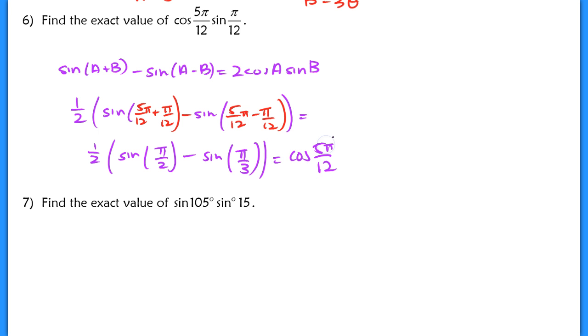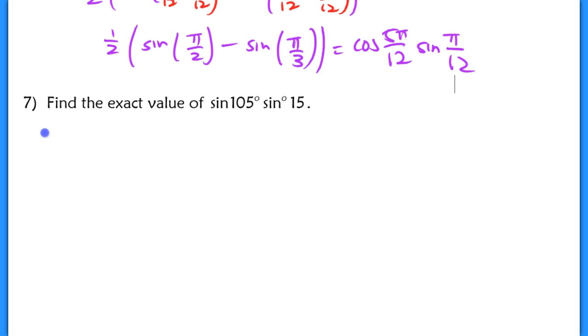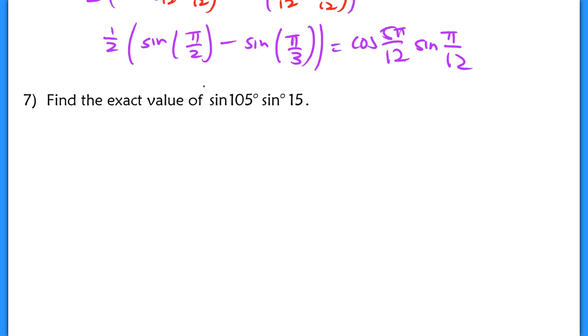My hand is hurting from writing all of this. Okay, now let's go through and evaluate the left-hand side. So 1/2 times this quantity. Well, the sine of pi over 2, that's 1. And the sine of pi over 3, that is your high point, which means you have the highest sine value here, root 3 over 2. So we're taking 1/2 times 1 minus root 3 over 2.